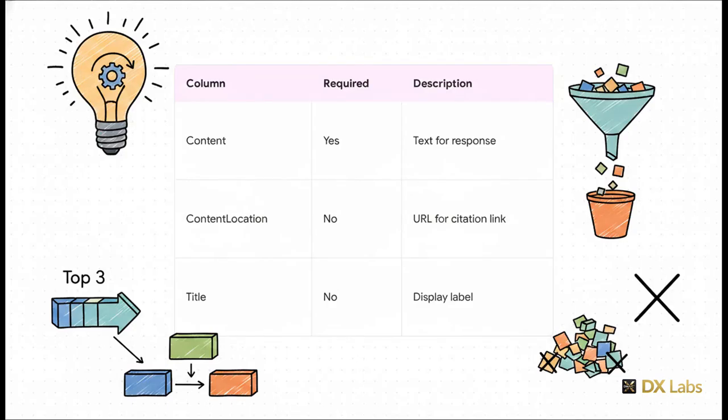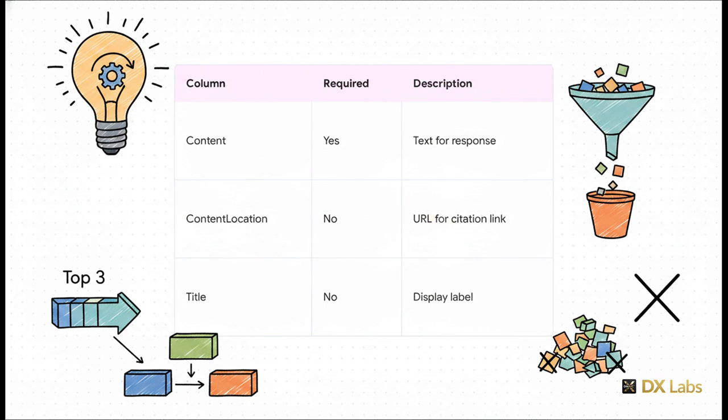I really want you to mentally highlight this table for the AB 620 exam. When you pipe that custom data into the generative answers node, it must be perfectly reshaped into a PowerFX table containing exactly these three columns: content, content location, and title. Now, only the content column is strictly required.